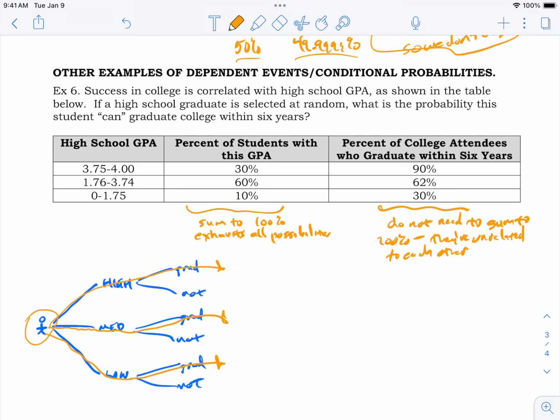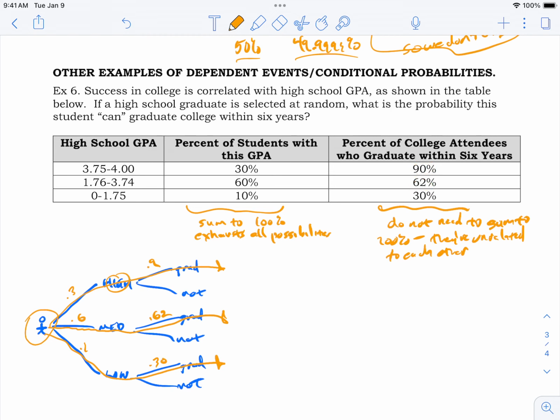So to get this probability, you go with the probability of, well, it's right here, 0.3, right? That's the probability of going to the high. The probability of going to medium is 0.6. The probability of this one is 0.1. Now, if you have a high GPA, it's a 0.9 that you graduate from here. If you have a medium, it's a 0.62 grabbing it from here. And if you're a 0.1, it's a 0.3 that you graduate grabbing it from here.